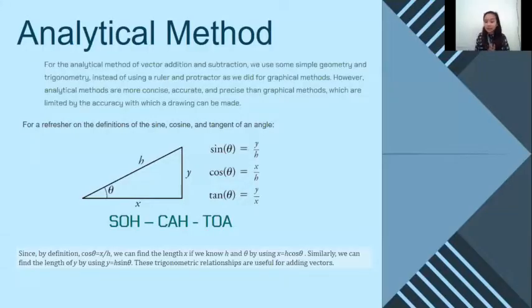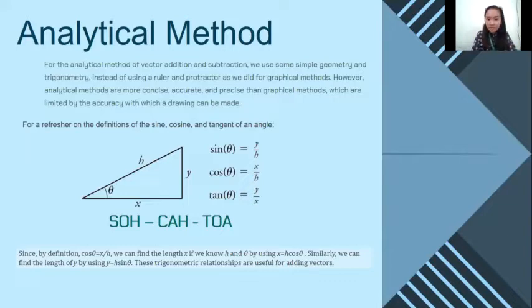Now what about the analytical method? This is different from your graphical method, but you can still come up with the same answer. The disadvantage of using the graphical method is that it could be inaccurate, or somewhat far from the exact answer. Analytical method uses geometry and trigonometry, and here we can apply different concepts from algebra.